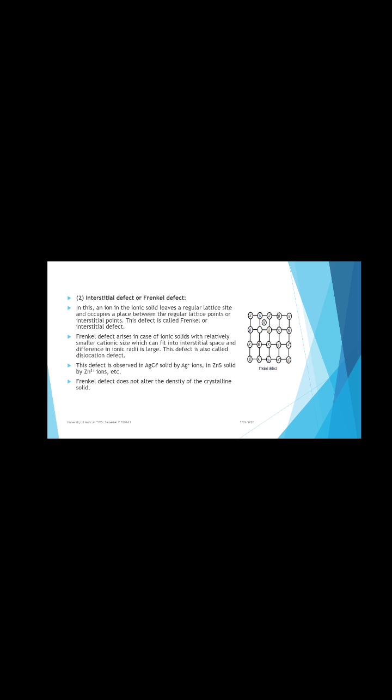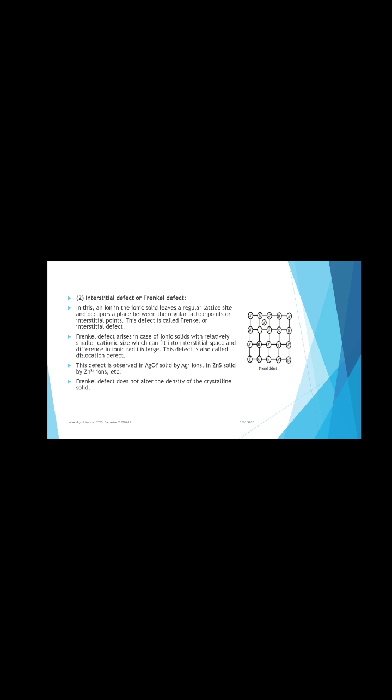So a Frenkel defect arises in solids with a relatively smaller cationic size, which can fit into the interstitial position, and where the difference in ionic radii is large. These are the two important features found in a Frenkel defect. One is that the cationic size should be smaller, and that cationic species occupies an interstitial space where the ionic radius is large. This defect is also called a dislocation defect.